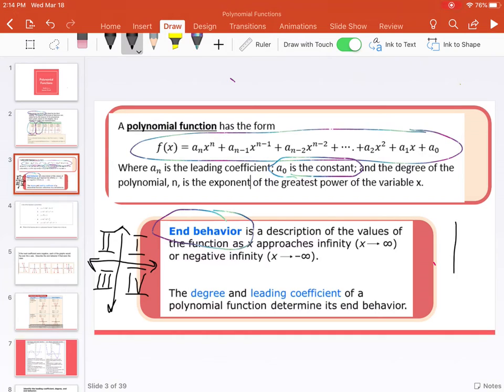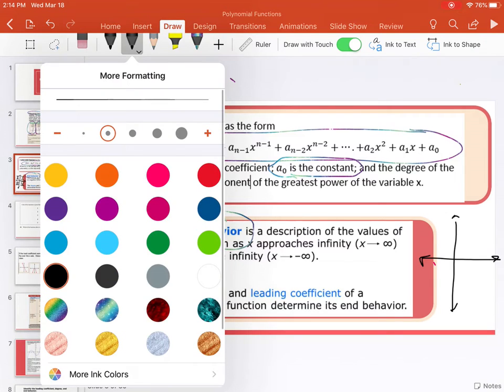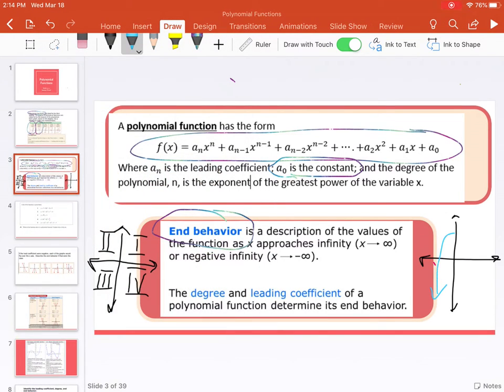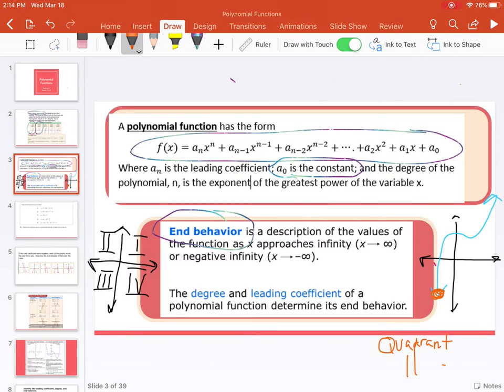With end behavior, I'm going to draw you a little cubic graph over here. There's my grid. Let's use blue. Here's my cubic graph. It's going up. When you're doing end behavior, you're always looking at the graph from left to right. When I look at the left end of this graph, we see that this graph is going towards quadrant 3. If we look at the graph from left to right, the end behavior would be from quadrant 3 to quadrant 1. That would be the end behavior of my graph.